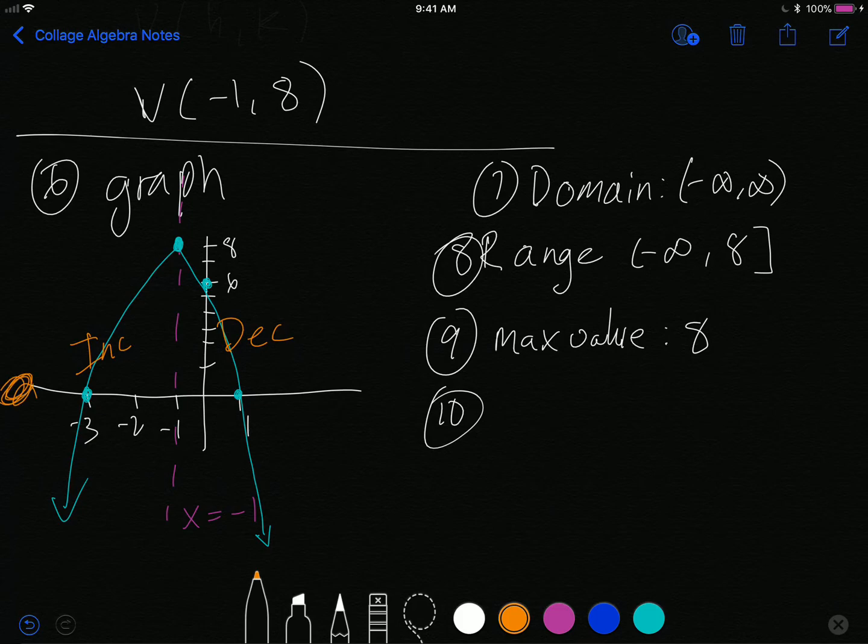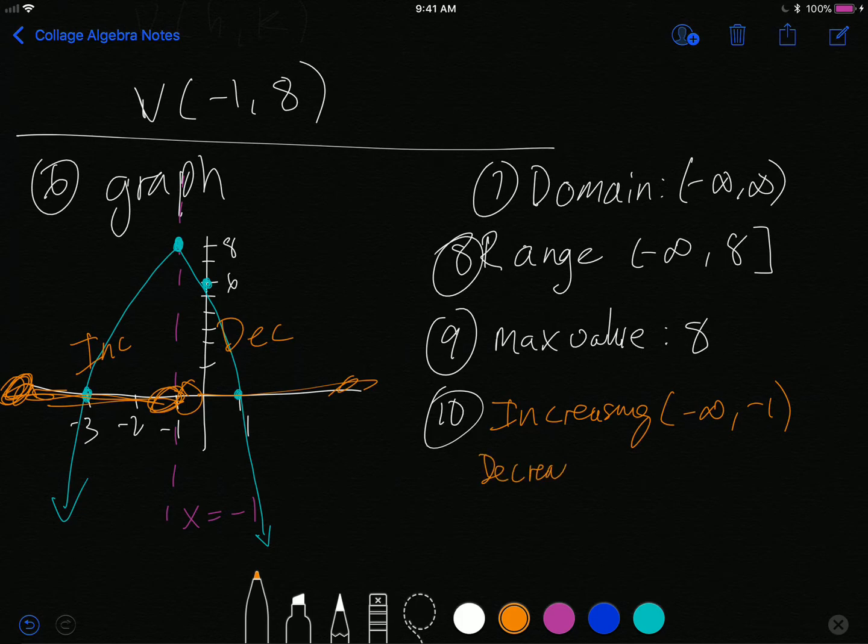It's decreasing from -infinity to 1. It's increasing from -infinity to 1, sorry. And then it's decreasing from -1 to infinity. So I am increasing from -infinity to -1. Notice I'm using a parentheses. It's decreasing from -1 to infinity. And that is because at -1, the graph is neither increasing nor decreasing. At that point, it's actually constant. And so you cannot use any square brackets around here.